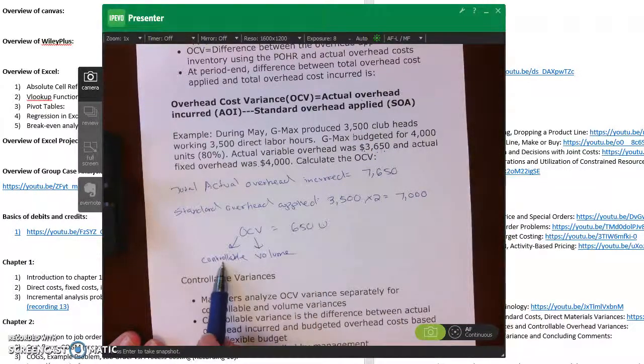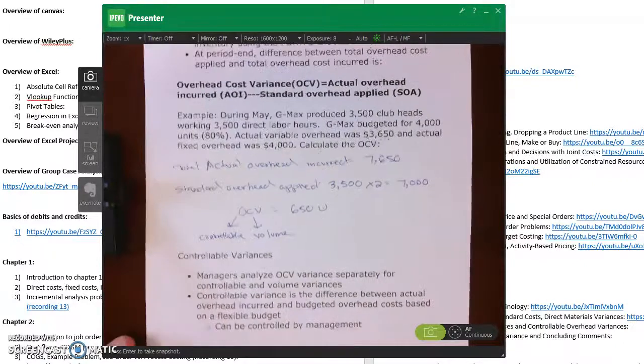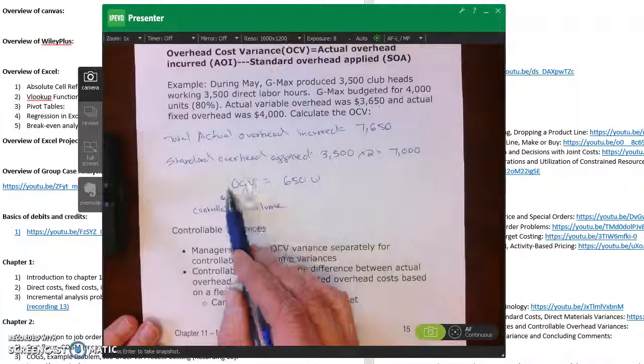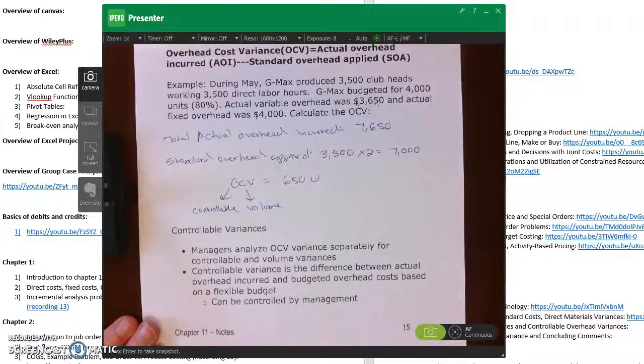And then some of it could be that our variable costs or our fixed costs were just higher than what we thought, if we can isolate out volume. So what we want to do now is calculate our controllable variance. We're going to analyze this OCV and divide it into controllable and volume. So the controllable variance is the difference between the actual overhead incurred and the budgeted overhead based upon the flexible budget.